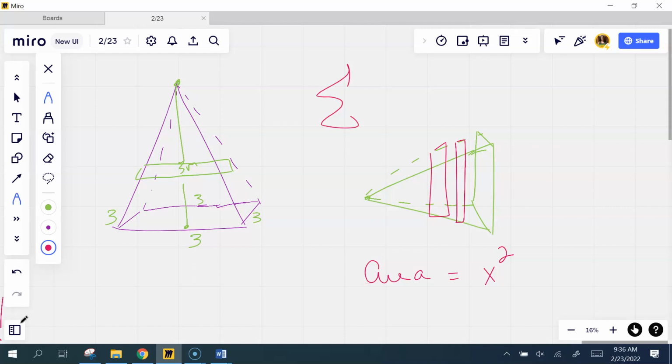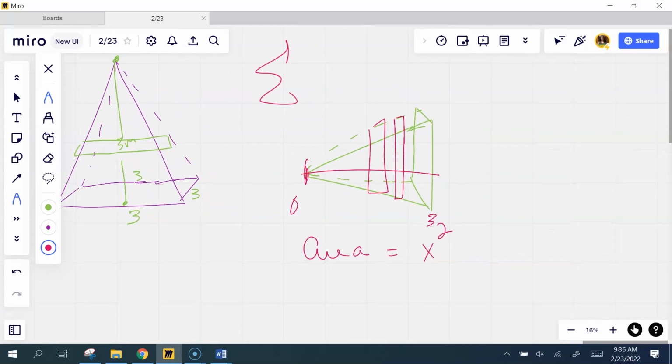Find the limits of integration. What am I going from? 0 to 3. How do you know? That's how far across. I start at 0. This whole distance here is 3. So I'm going to do from 0 to 3, x squared, which is the area of one piece, dx.